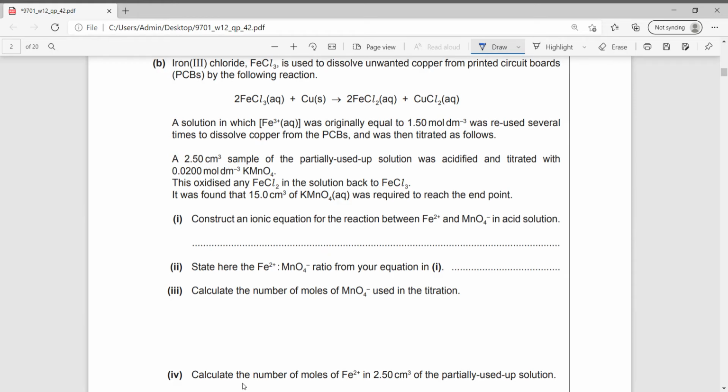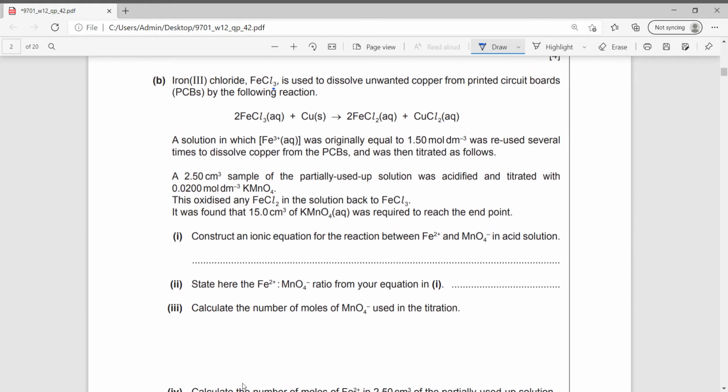Anyway, so the question. FeCl3 is used to dissolve unwanted copper from printed circuit boards, known as PCBs, by the following reaction. So you realize that this is sort of a redox where the oxidation state of iron changes from +3 to +2. So this you have to keep in mind, okay? And then the solution, in which the concentration of Fe3+ was originally equal to 1.5 mol per dm3. This is important, right? And it was reused several times to dissolve the copper from PCB. And then it was titrated as follows.